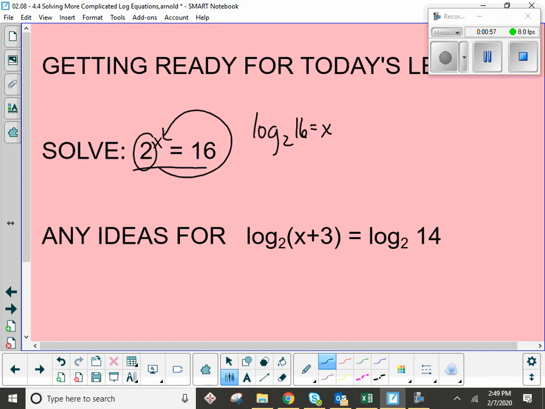It would be better if you first rewrote the 16 with a base of 2. And what is that? It's 2 to the what? 4. And the reason why that's better is because now it's really easy to see what the solution is. What does x have to equal? 4, right? Once you get the bases the same, you set the exponents equal, and you have x equals 4.